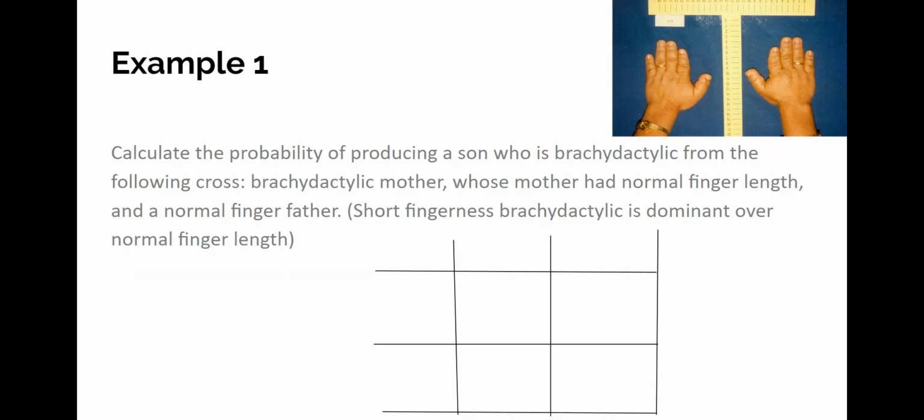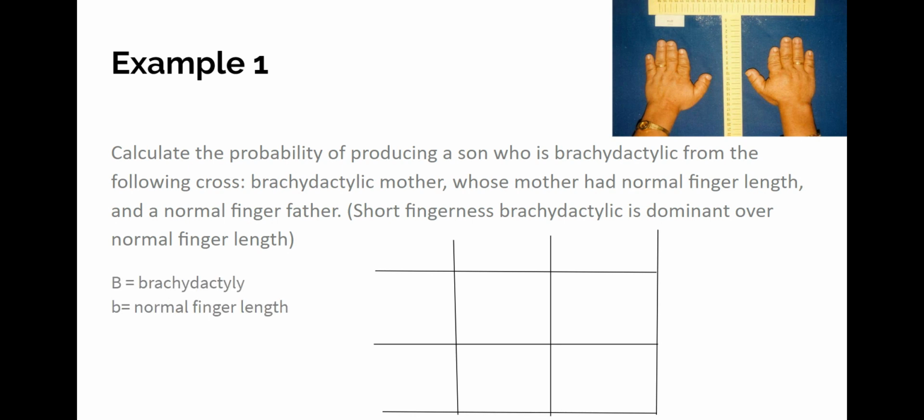So let's start with an example. You have this example in your notes, so just follow along and fill it out as we go. To calculate the probability of producing a son who is brachydactylic from the following cross: brachydactylic mother, whose mother had normal finger length, and a normal finger father. Short fingers are dominant to normal length fingers. Okay, so let's look at how we're going to set this up.